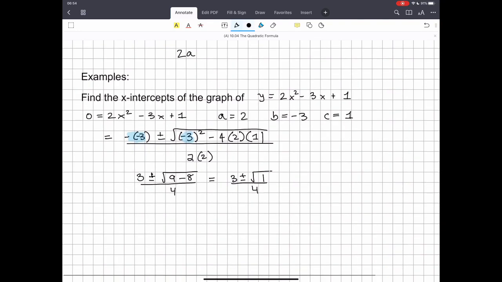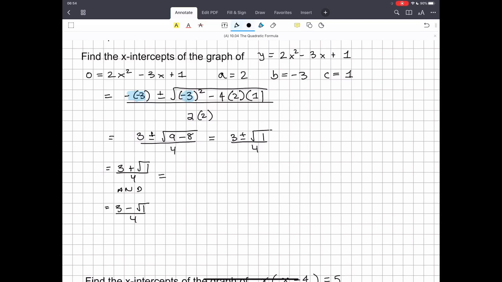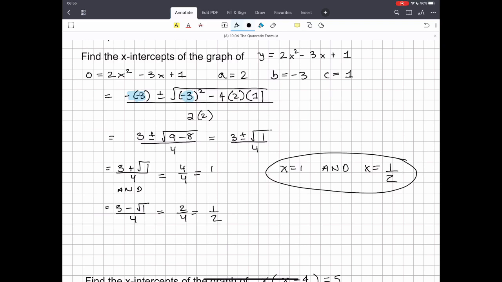Now you might be wondering, what do we do with that plus or minus square root of 1? Well, we have to break this out into 2 different problems. So we could either do 3 plus the square root of 1 divided by 4, and we can do 3 minus the square root of 1 divided by 4. If we take the first one, the square root of 1 is 1, so this becomes 4 over 4, which equals 1. So our first intercept is x equals 1. And if we simplify the second option, we've got 3 minus 1, which is 2, so our second intercept is 1/2. So our x-intercepts are x equals 1 and x equals 1/2. And that's how the quadratic formula works.